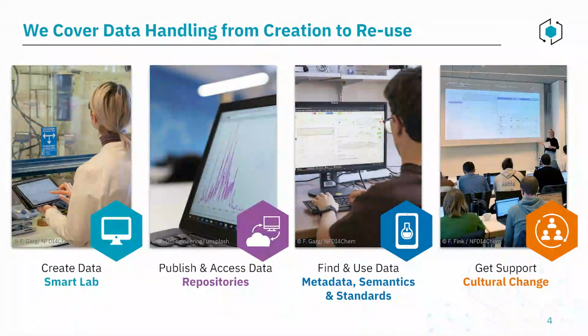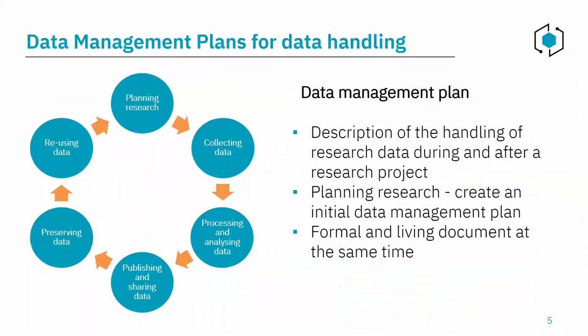And when we talk about the handling of data, the data management plan is a really important concept. You can see the research data lifecycle on the left side here. Usually you start your research project with planning research, and this is the best point to write a data management plan. Usually you create an initial draft where you explain how you are going to handle your research data during and also after the research project. And during your research, you keep this plan up to date, which means it's not only a formal document, it's also a living document that has to be adapted during the research project.